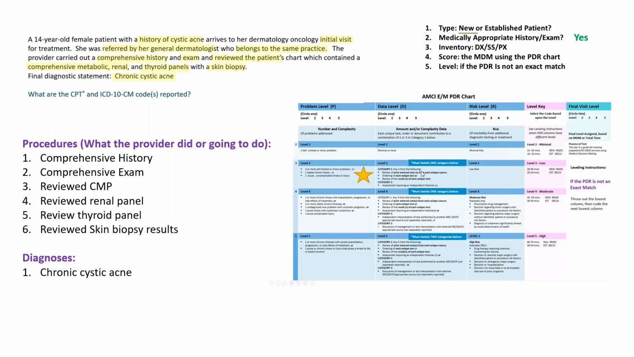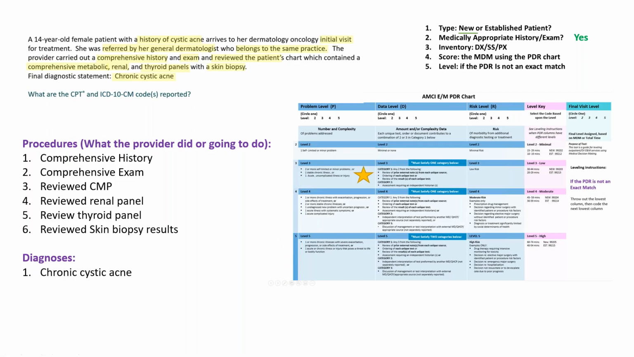Now let's get down to the data. Let's always start, when you have data, always start at level 3 to save you time. All right? So there is review prior notes from each unique source, review of the results of each unique test. So I like reviewing the results of the comprehensive metabolic panel, renal panel, thyroid panel, and the skin biopsies. So we have 4. So I'm moving down to level 4.